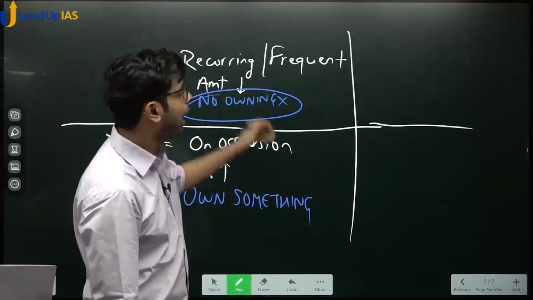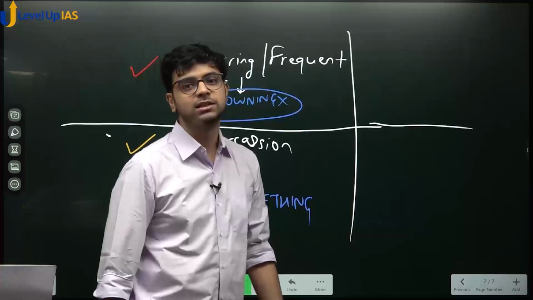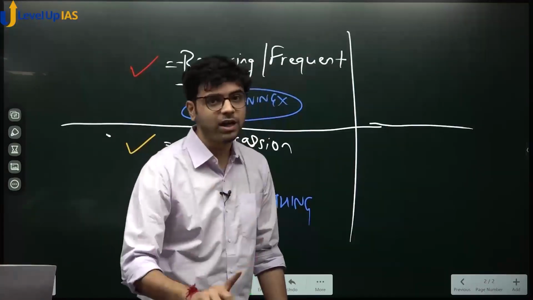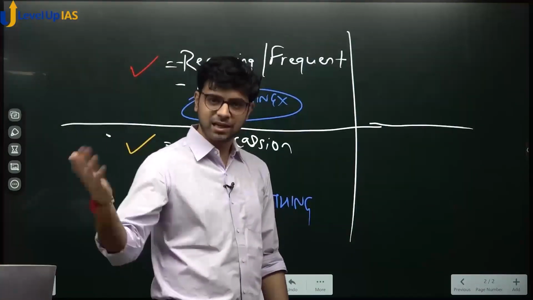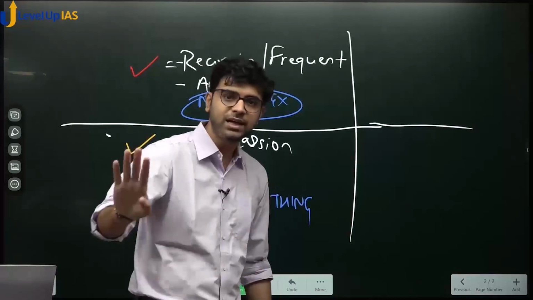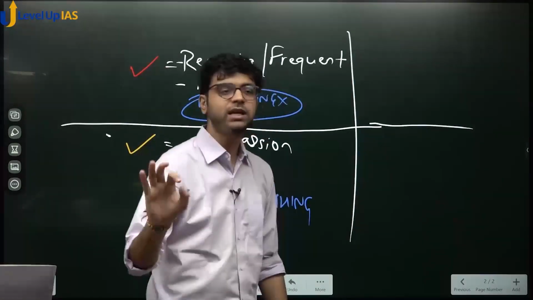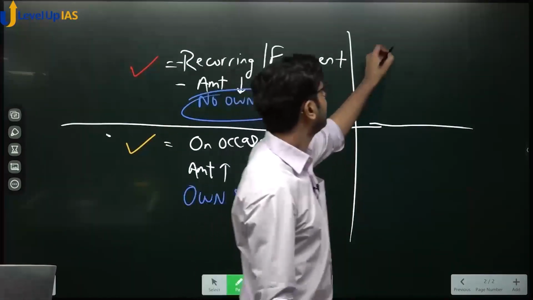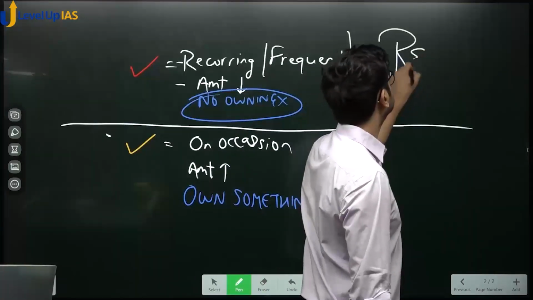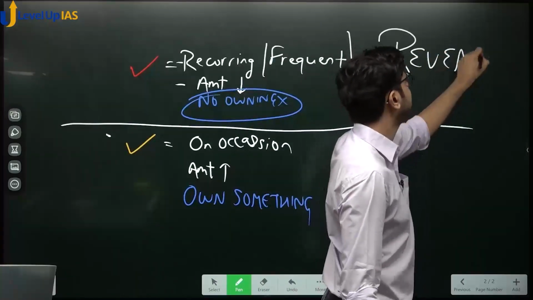These transactions are called revenue transactions. Don't mistake it with the income kind of revenue. Revenue normally means something is coming in. But even when you are spending something, in fiscal policy, these are called revenue transactions. These are called revenue in nature. Their nature is revenue.